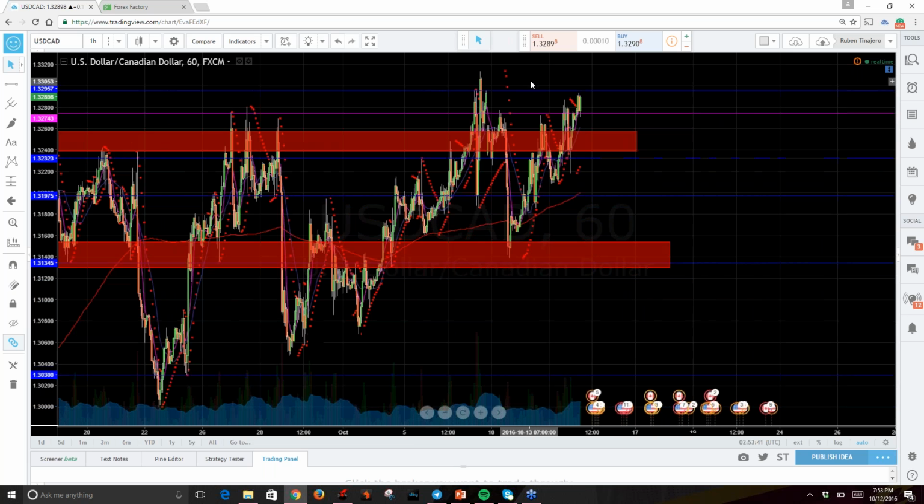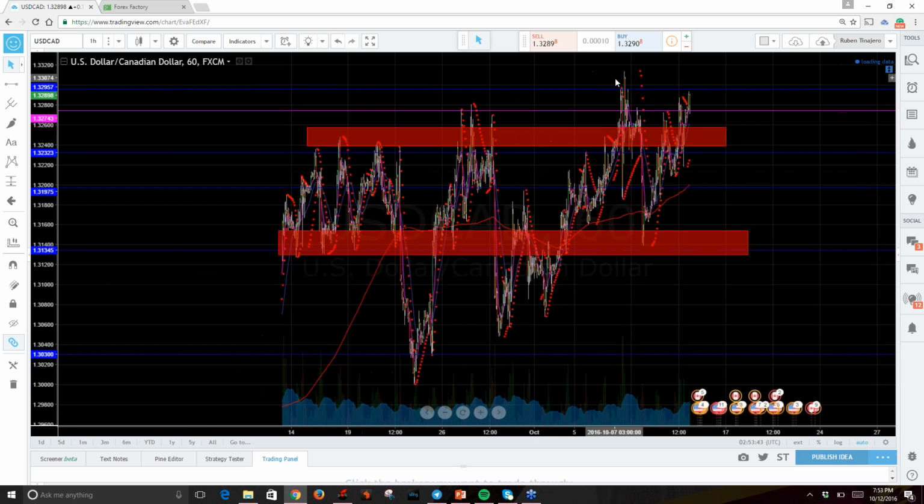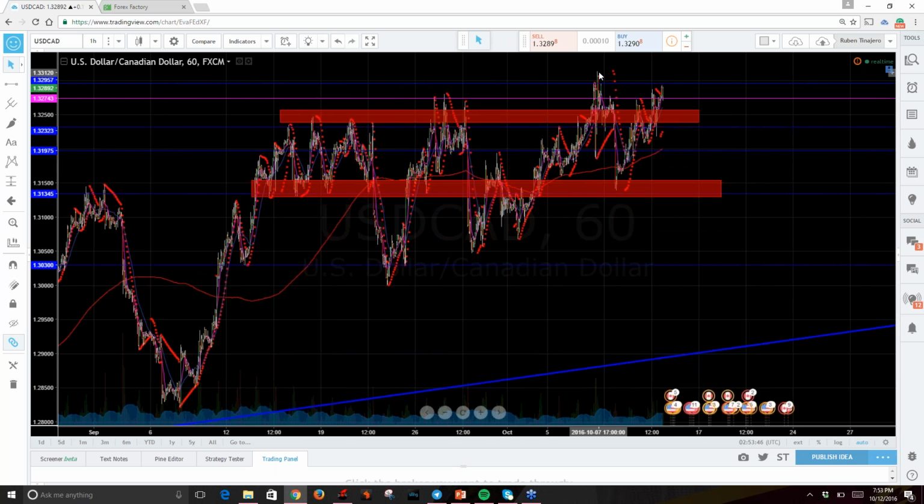We have our stop loss passing this zone above 10 pips. This means it's a breakout, and that's where I put the stop loss.